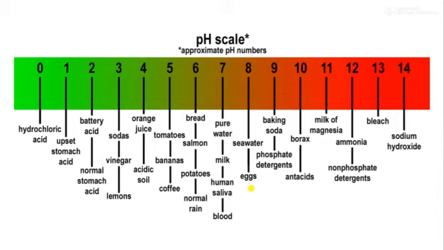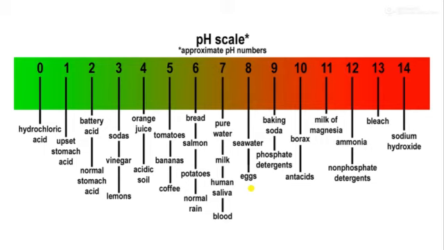Let us talk about soda. Sodas, vinegar and lemon have a pH of 3. They are weak acids. Orange juices and acidic soil have a pH of 4. Tomato, banana and coffee have a pH of 5. And bread, salmon, potatoes and normal rain have a pH of 6, right? Now this is the whole chart. If you read it, you will find the things which are there having certain pH ranges, right?